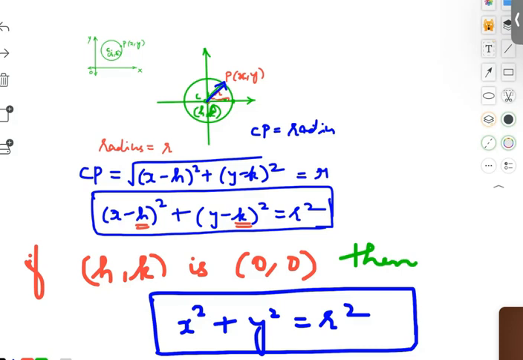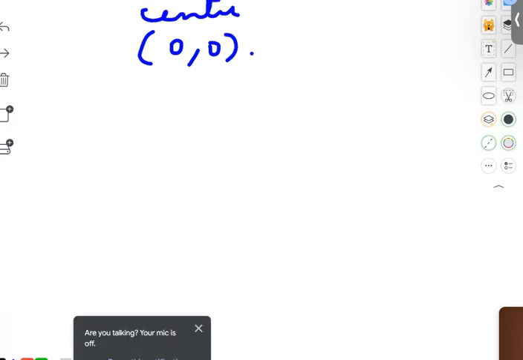Shall we try some problems now? Find the equation of the circle with center 0 comma 0 and radius r. We just solved it. 0 comma 0 is the center, radius is r. So what is the equation of the circle?